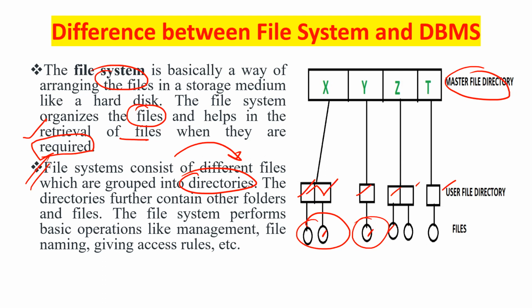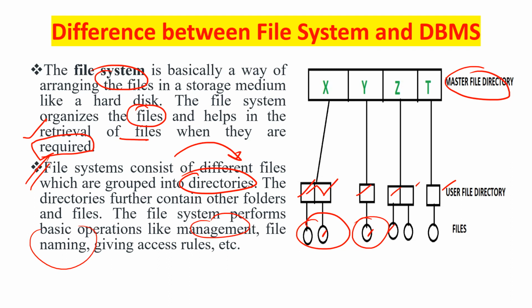Okay. So the file system performs basic information management, file naming, giving access rules, etc. Clear? So this is the basic introduction of the file system. What is the meaning of that? Now move further. The second terminology which we have to discuss here is DBMS.